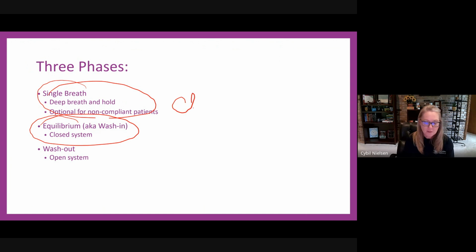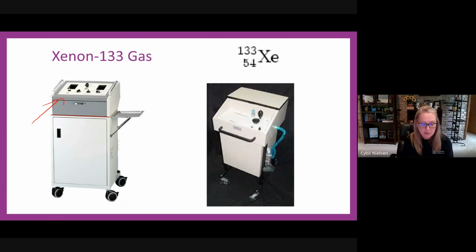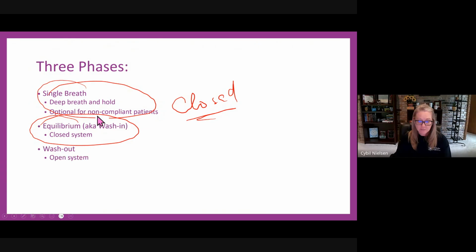Both of these, the system is closed, which means there's actually a balloon inside of here, and we fill the balloon up with oxygen. And then we add the xenon. So in the closed system, the patient's only breathing in and out of that balloon, which is oxygen and xenon. Once we have our equilibrium, then we're going to start the washout phase. And the system goes to an open system, which means the patient's going to breathe in room air. And when they exhale, we're going to capture all of their exhalation into a trap.